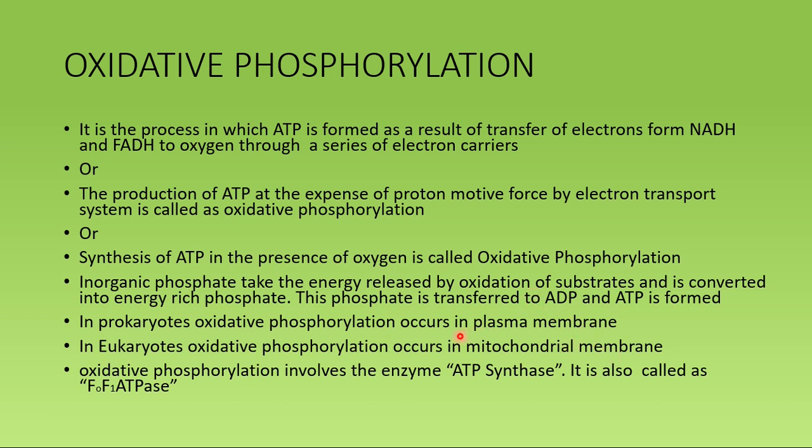Whether it is a prokaryote or eukaryote, it involves the enzyme called ATP synthase, or it is also called F0 F1 ATPase. This is a special enzyme that is involved in oxidative phosphorylation. Why does oxidative phosphorylation occur only in the plasma membrane or the mitochondrial membrane of eukaryotes? Because the enzymes that are essential for this process are located in those areas. So obviously oxidative phosphorylation occurs in those regions only.